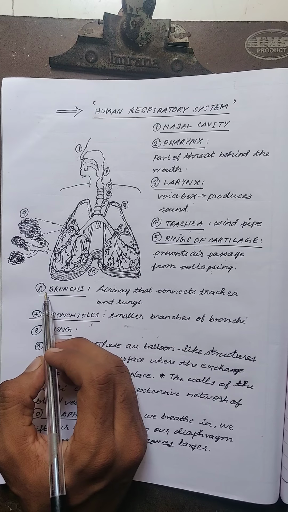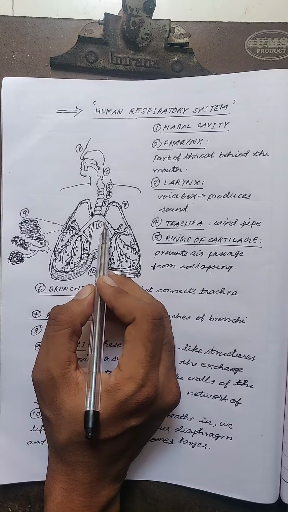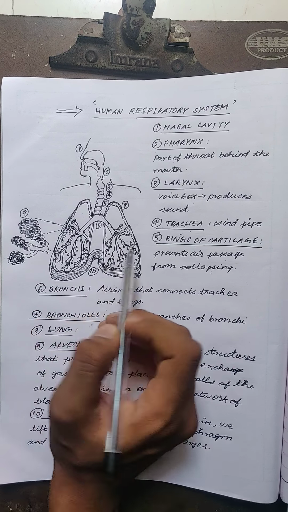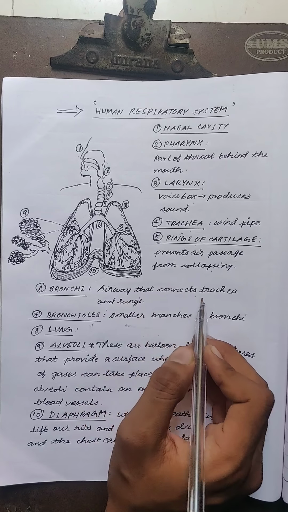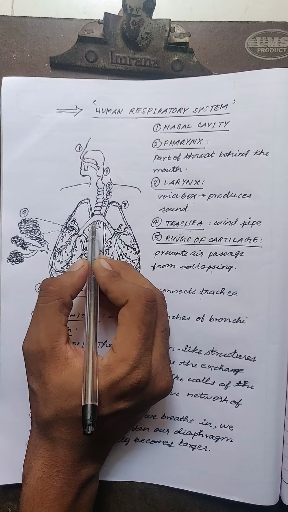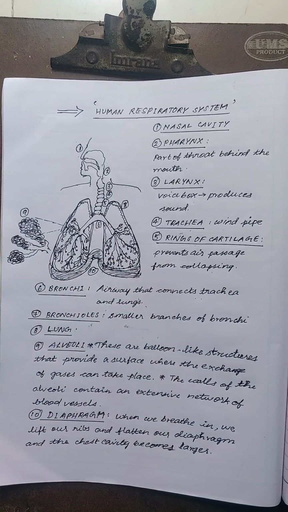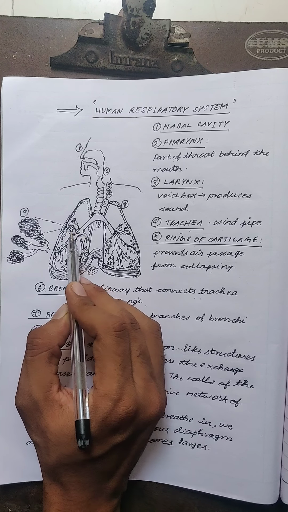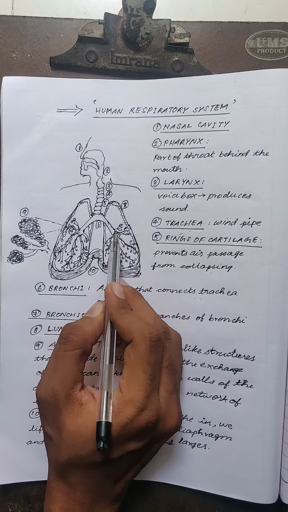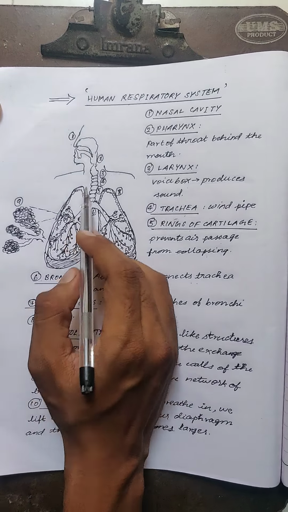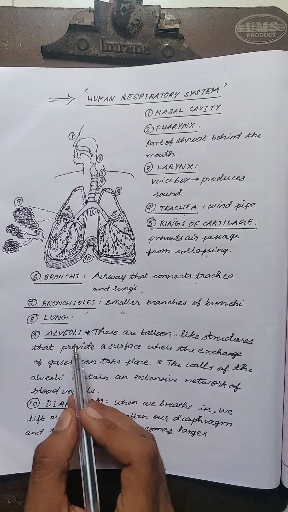Part number 6 is the bronchi. The bronchi is the portion where the windpipe gets connected to the inner part of the lung. That is the airway that connects the trachea and the lungs. So the trachea is connected to the lungs by a bridge-like structure called the bronchi. Next is bronchioles, the small branches that originate from the bronchi. Can you see here? The branches originating from the bronchi are called bronchioles. And then the lung. The lung is the main organ. The whole thing is called the lung, which you already know.